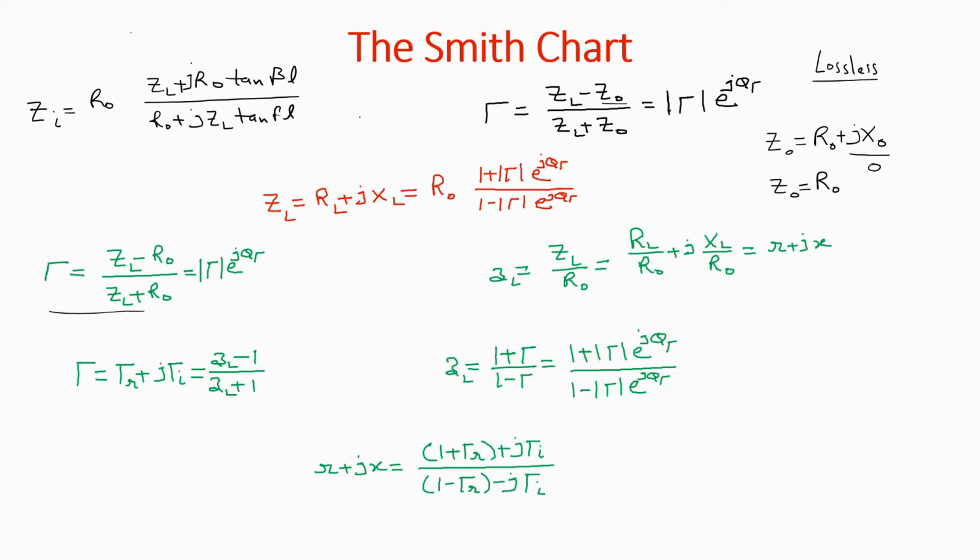And just put the value of zL here. What is zL in terms of r plus jx? So r plus jx is equal to, put the value of gamma. What is gamma? Gamma real plus J gamma imaginary. So putting this value, you will get this. This is very easy. These are the mathematical manipulations of how this Smith chart was devised.